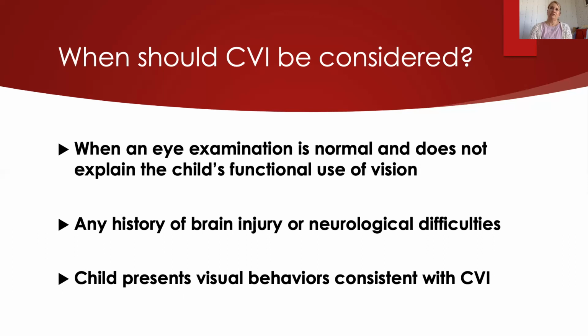But if you see kids that are doing things, and that's often the case, it's pretty easy to maybe tell when a child is at a lower functioning level with CVI, but the kids that often get missed are those who are functioning at a higher level and they've already learned to compensate.